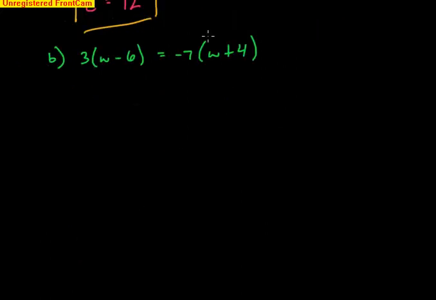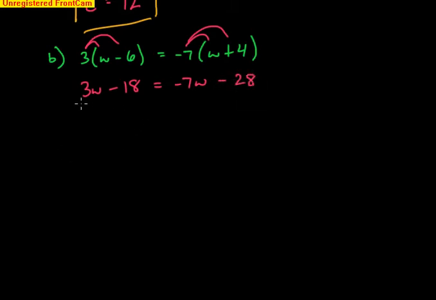Okay, here is our next problem. 3 times (w minus 6) equals negative 7 times (w plus 4). So to do this problem, we first must get rid of the parentheses by distributing the 3 and the negative 7. So this is going to be 3w. 3 times negative 6 is negative 18, so minus 18. Equals, this is going to be negative 7w. And negative 7 times positive 4 is negative 28, minus 28.